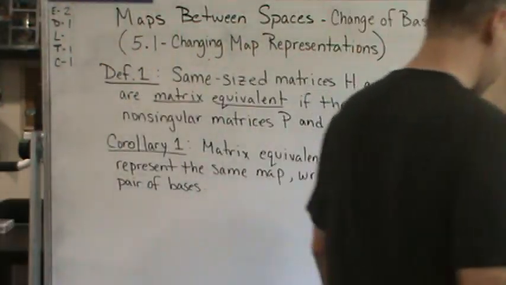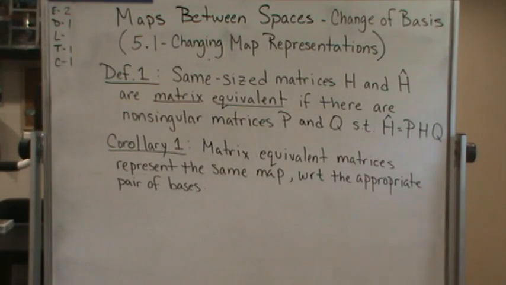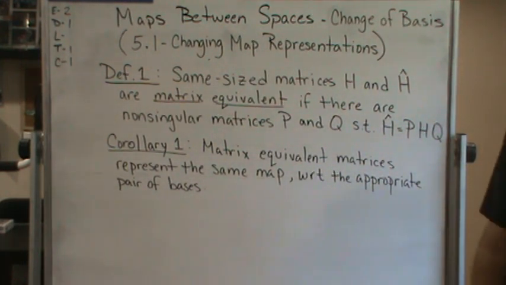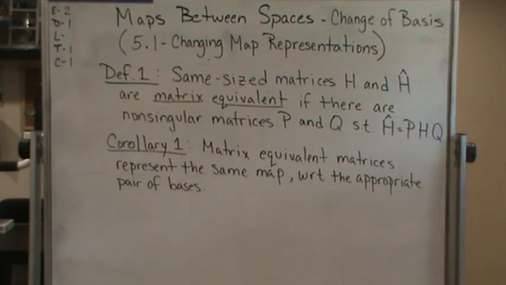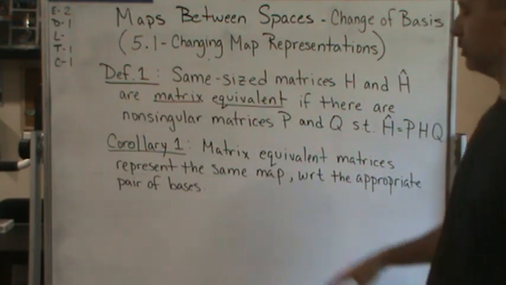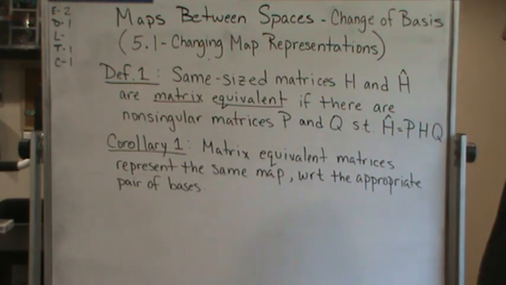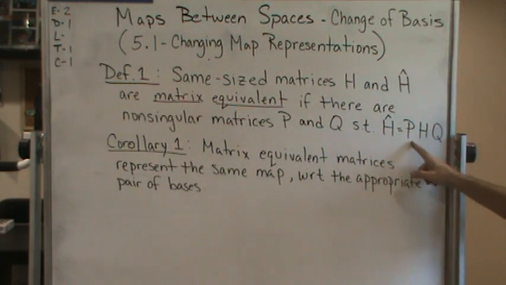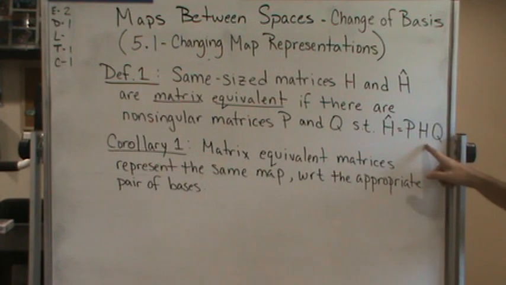Okay, now we're going to introduce the definition and corollary. So the definition is of what we call matrix equivalence, or matrix equivalent. So same-sized matrices, H and H hat, are matrix equivalent if there are non-singular matrices, P and Q, such that H hat is equal to P times H times Q.